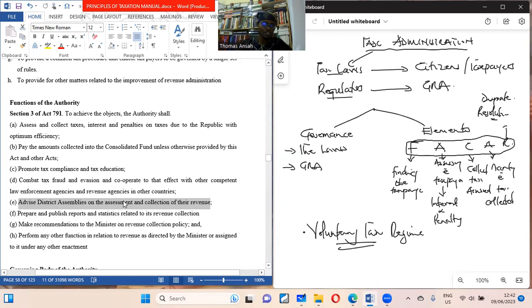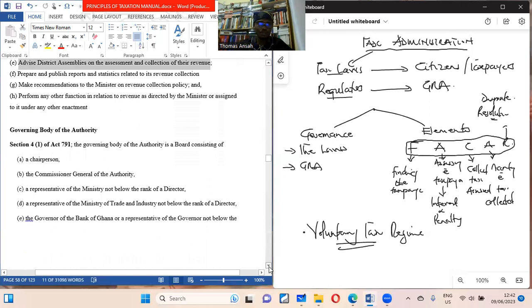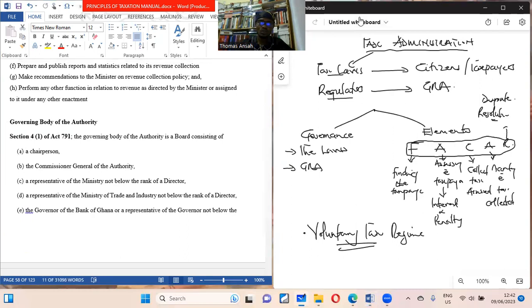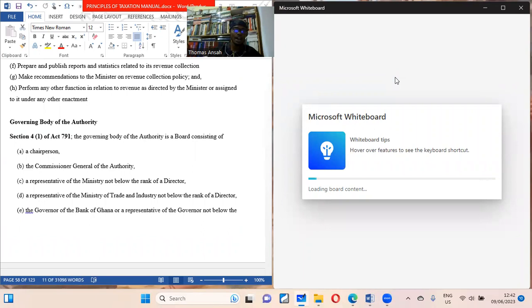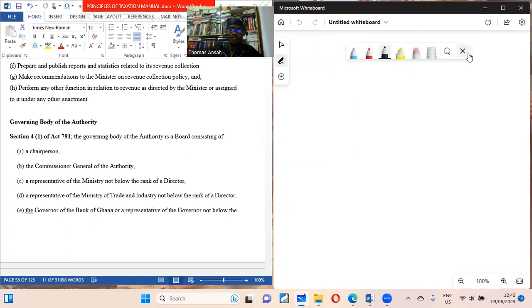And of course, in Ghana, any other function as determined by the Act. All right, so that is that. Now, what we need to look at now is the governing body of the Ghana Revenue Authority. You see, it is a body corporate, and every body corporate must have some kind of board, all right? So there is a board for GRA.